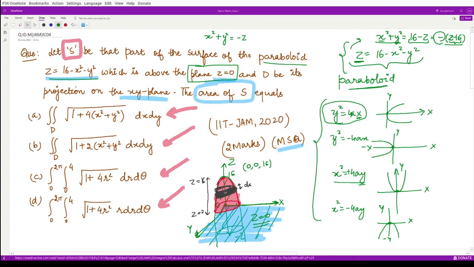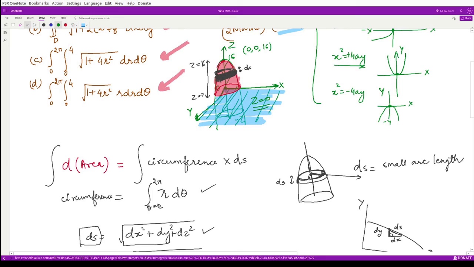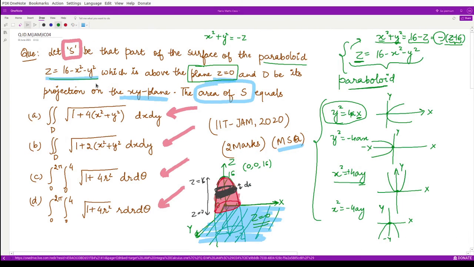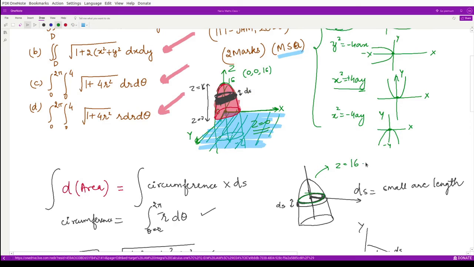So let's see the limits of r. The limits of r are obtained if you take the circle. For this paraboloid, we have the equation z = 16 − x² − y². Now, if you want to calculate only the portion of this disk, z is constant, because for this portion of the disk there is only one value. So we can write this equation as 16 − x² − y² = 0, or x² + y² = 16.